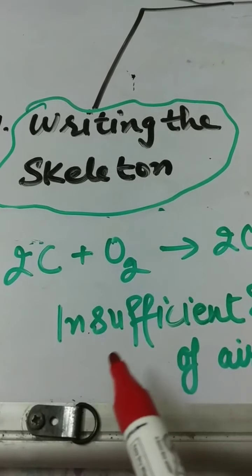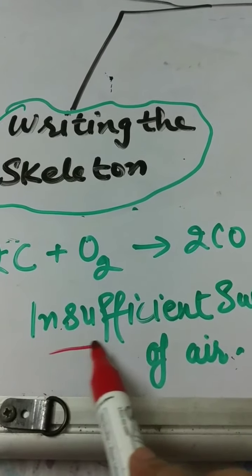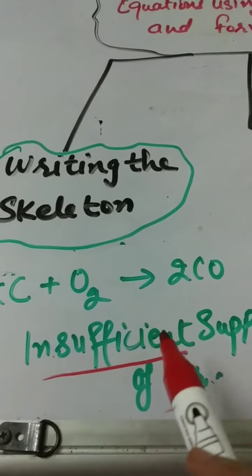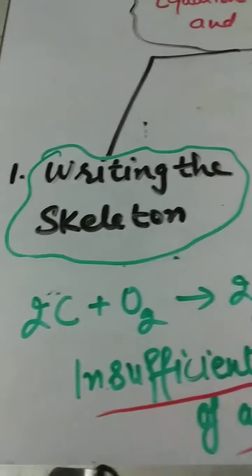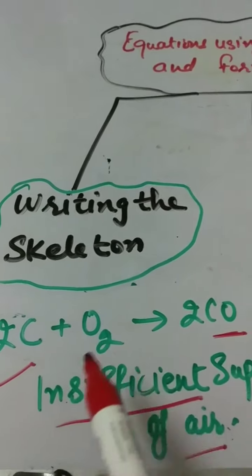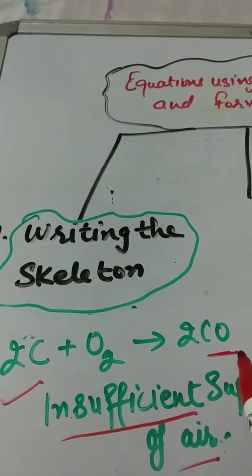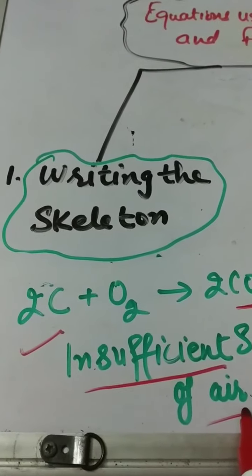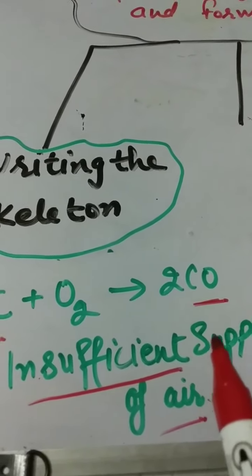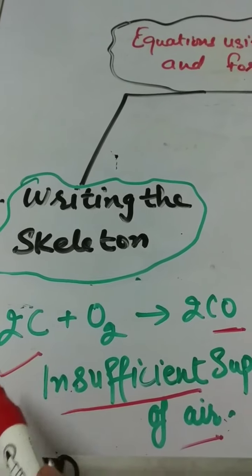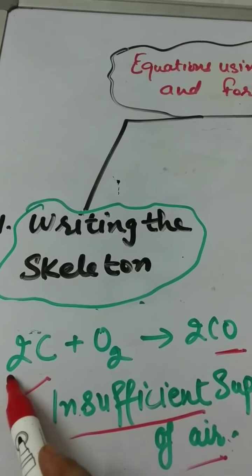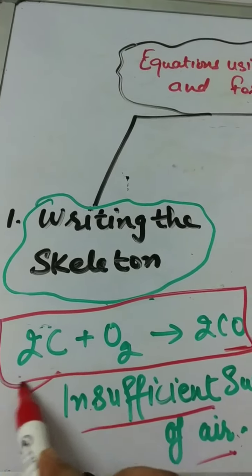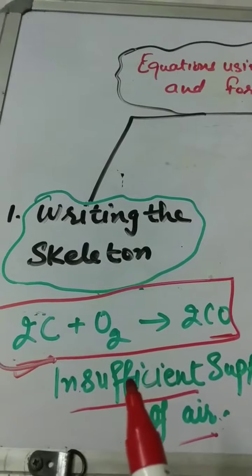But carbon, when burnt in an insufficient supply of air, forms carbon monoxide. And this is the way we will write the skeleton equation for this. When carbon is burnt with an insufficient supply of air, then carbon monoxide will be released. And this is how we can write the skeleton equation for burning carbon with an insufficient supply of oxygen.